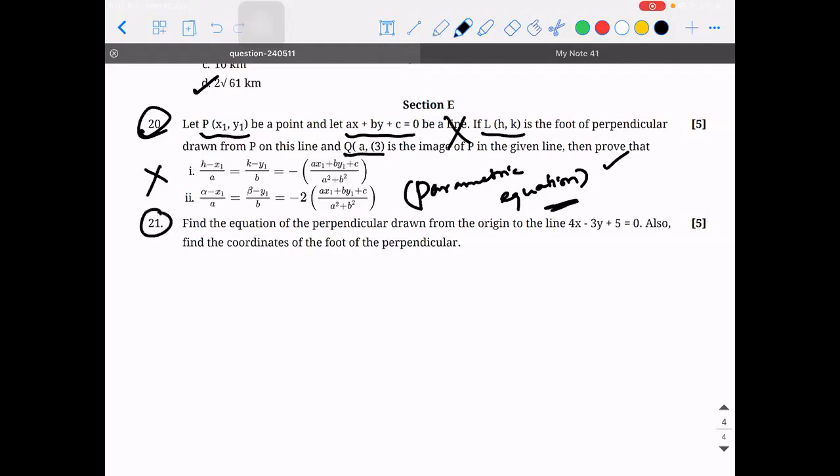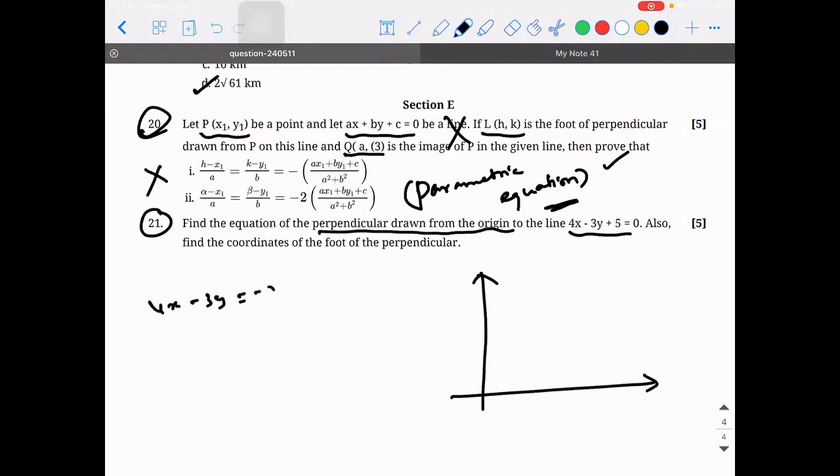Question 21 you can do. Find the equation of the perpendicular drawn from the origin to the line 4x minus 3y plus 5 is equal to 0. Also find the coordinates of the foot of the perpendicular. So always this kind of a problem. See, the given line is 4x minus 3y is equal to minus 5. Put x is equal to 0, you'll get the y coordinate, which is 5 by 3. So this point is 0, comma 5 by 3. I think it is only 5 by 3, yeah.